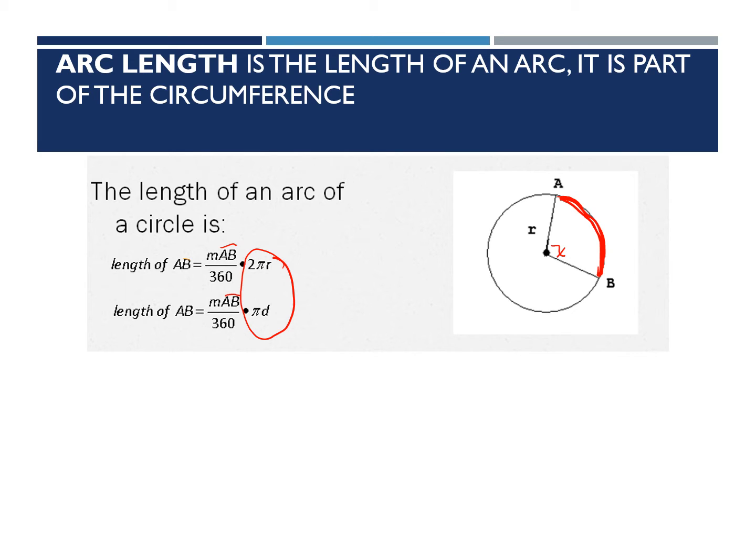So if I want to find the length of arc AB, I'm going to take the measure of that arc, which we know is X degrees, divide it by the whole part of the circle, and then multiply by one of the circumference formulas.